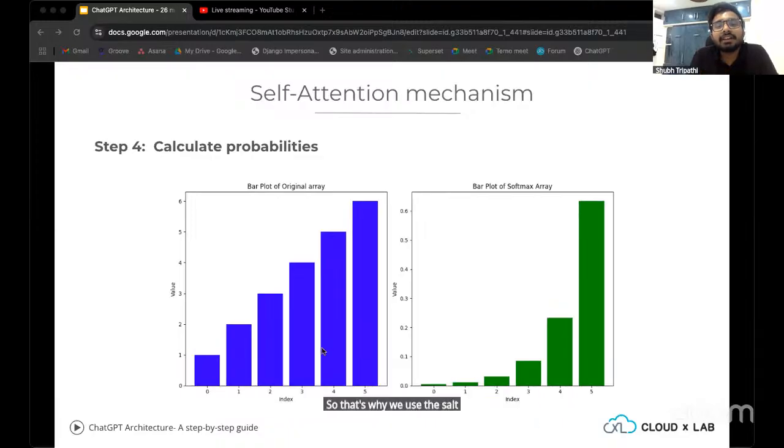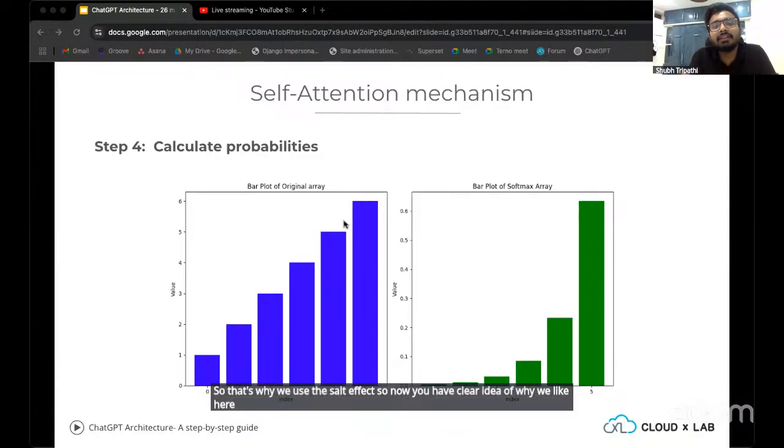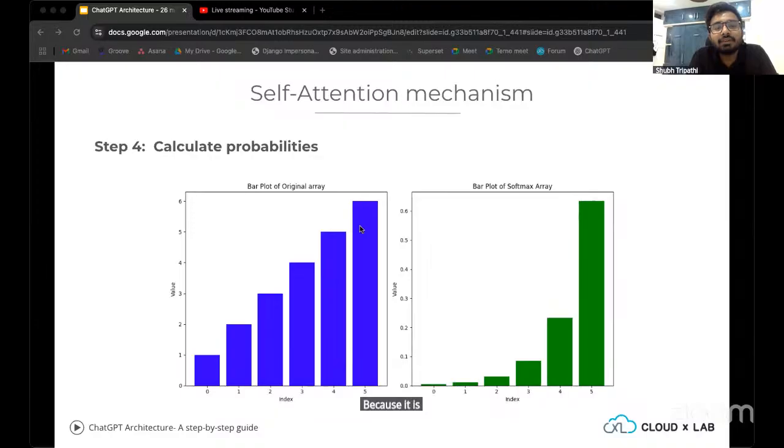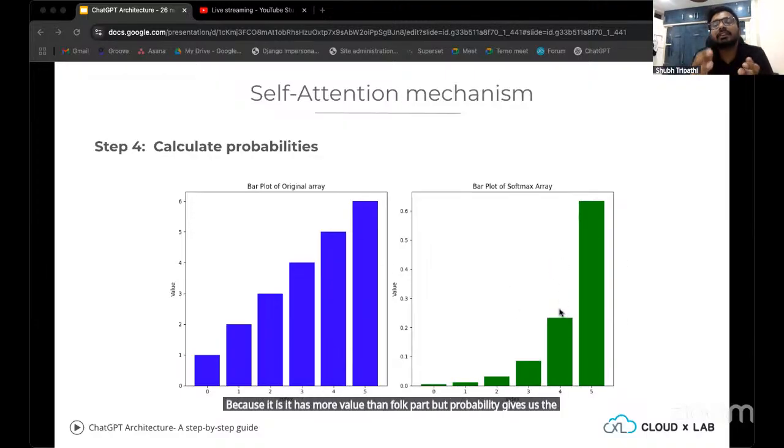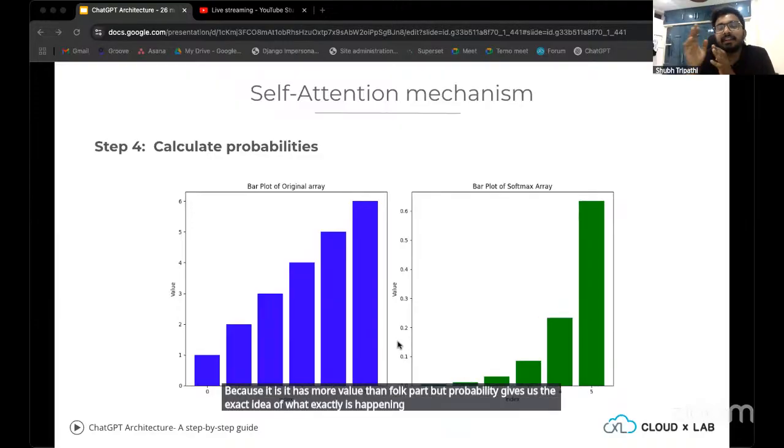So now you have a clear idea. From the original values we have only a little idea, that the fifth word is more important than the fourth word because it has a higher value. But probability gives us the exact idea of what is happening, the exact range, and the difference, everything. So that's why we use softmax here.